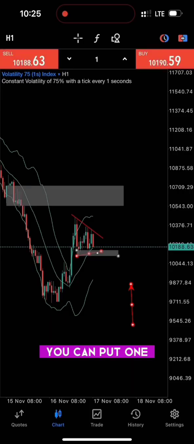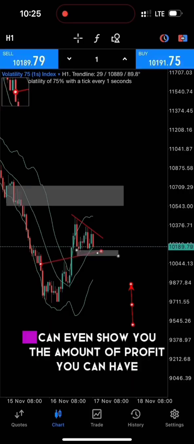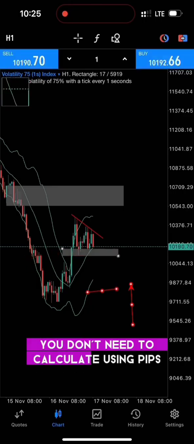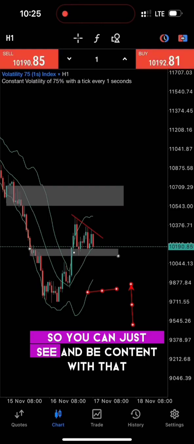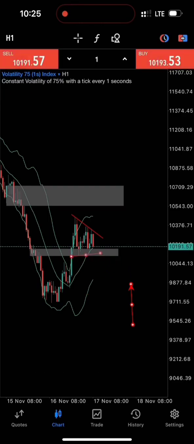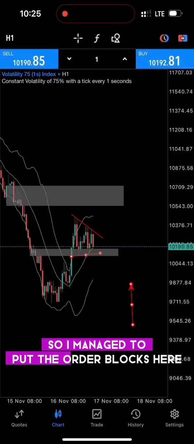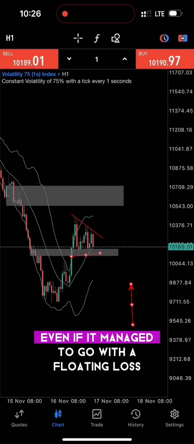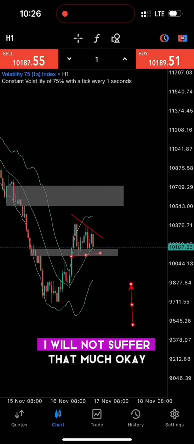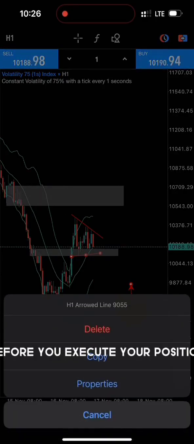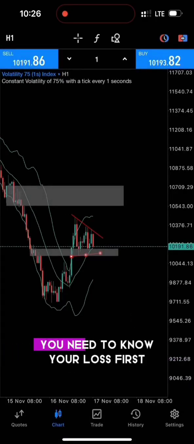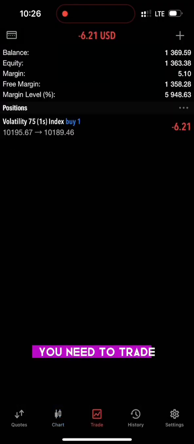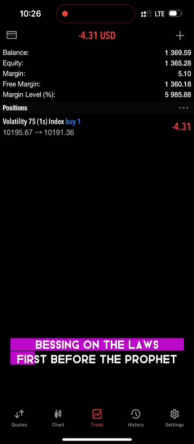You can put 1. The TP nowadays can even show you the amount of profit you can have. You don't need to calculate using pips, so you can just see and be content with that. I managed to put the order blocks here so that even if it goes with a floating loss, I will not suffer that much. As a trader, before you execute your position, you need to know your loss first before you know your profit. You need to trade basing on the loss first before the profit.